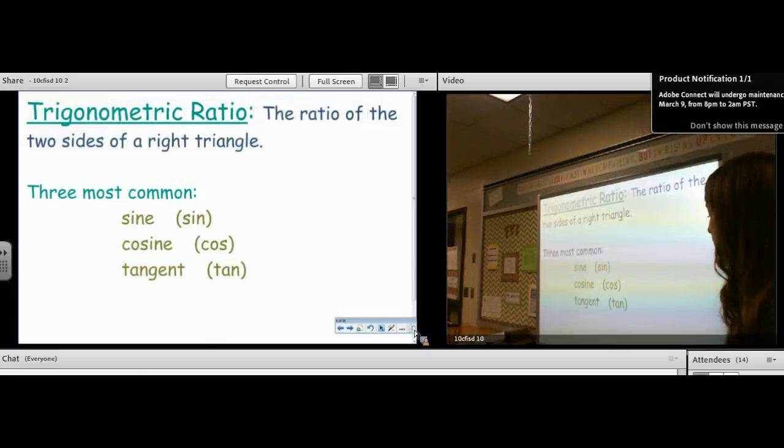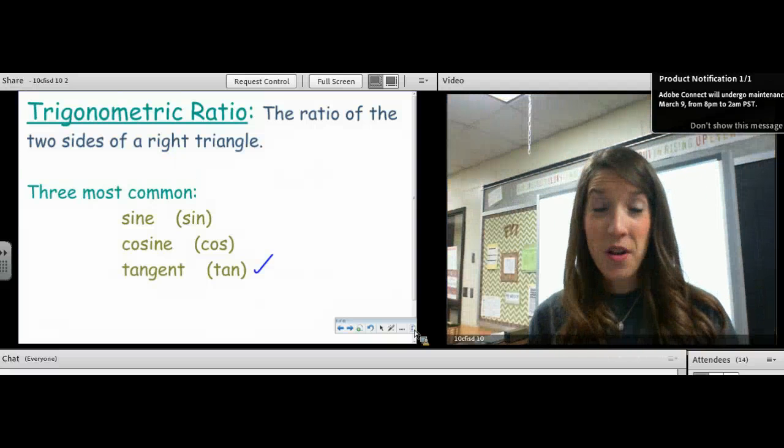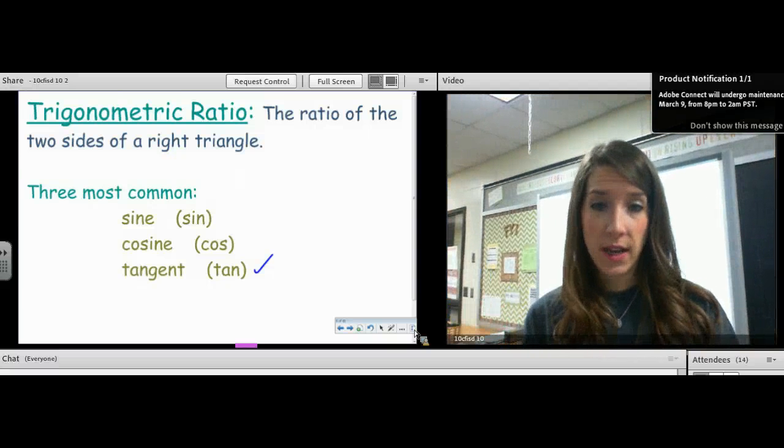Okay, so we have covered tangent. We are good with tan. We've covered it. We've practiced it. Now we are going to learn where sine and cosine come into play.